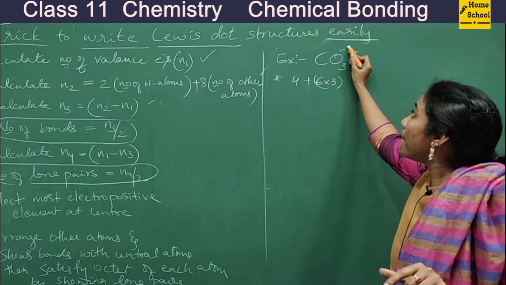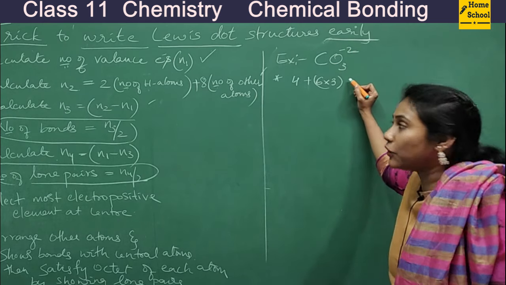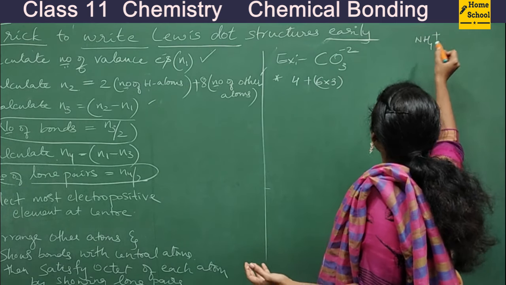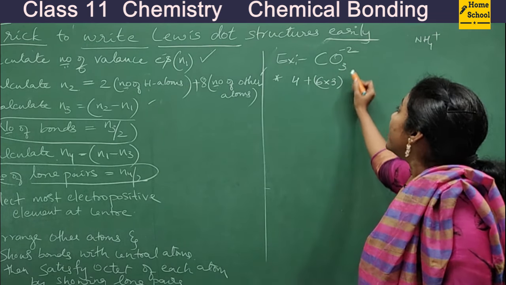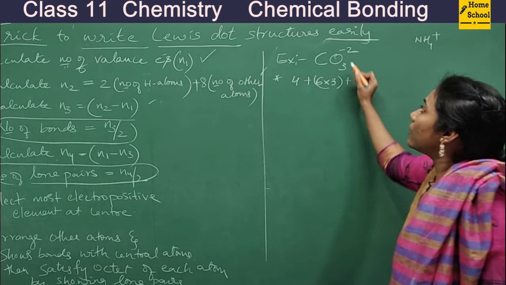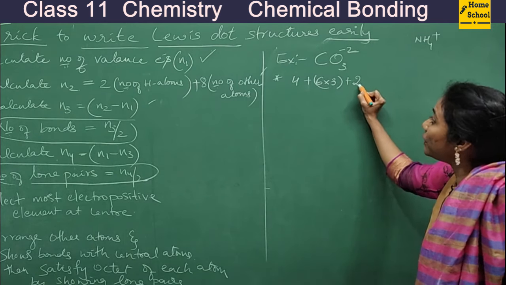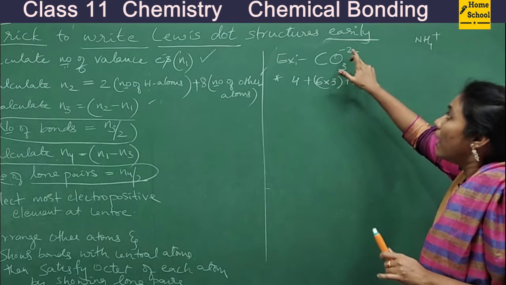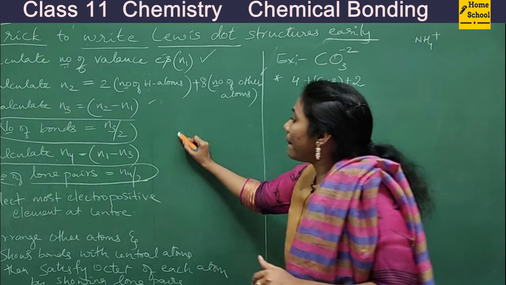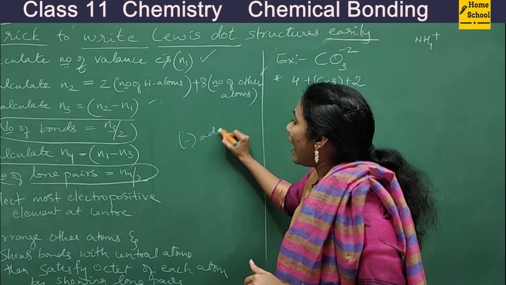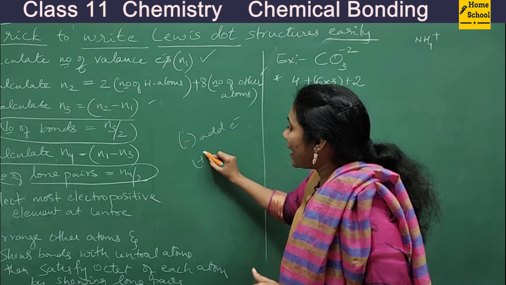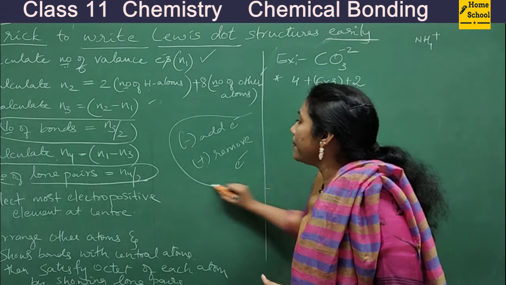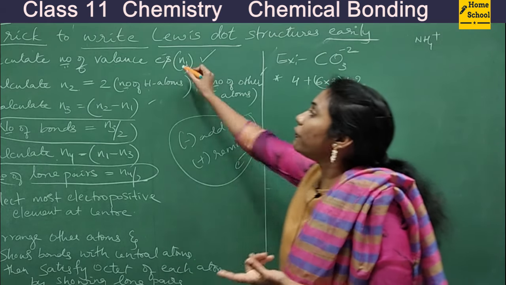And if you have minus, always add electron. Whenever you have plus, I mean, you see NH4 plus is there, right? So here CO3 minus 2. Whenever minus is there, always add electron. Minus 2, so I am adding 2 electrons extra. Always remember, for minus, add electrons. For plus, remove electron. So this is important to remember for doing the first step.